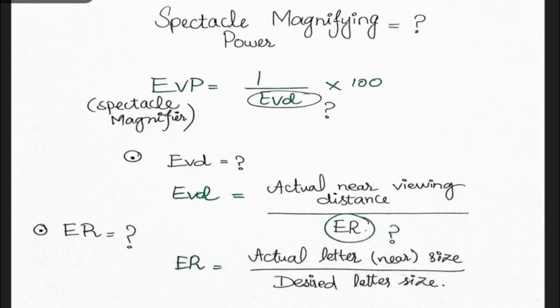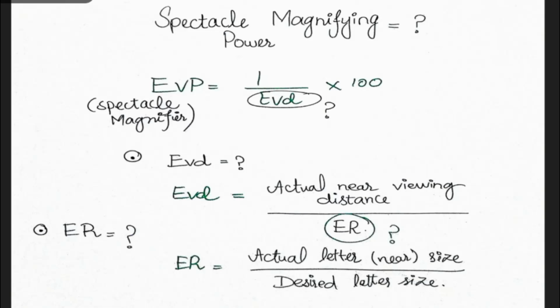So for the spectacle magnifier, we want to calculate how much power should be given to the patient, because in the spectacle magnifier we are basically using a convex lens that helps the person to magnify the near objects, right? So it's a property of a convex lens to magnify the image. So for this kind of patient who wants to see near objects clearly, we can give him plus lenses, which are convex lenses. So how much power of spectacle magnifier should be given to the patient? We have to calculate it.